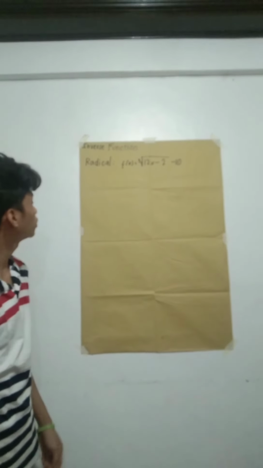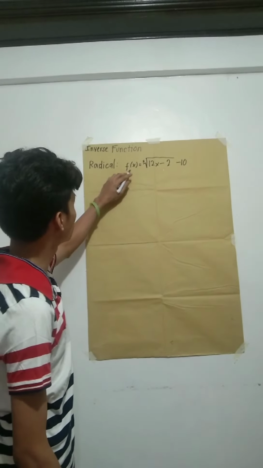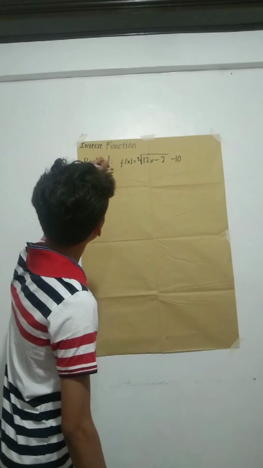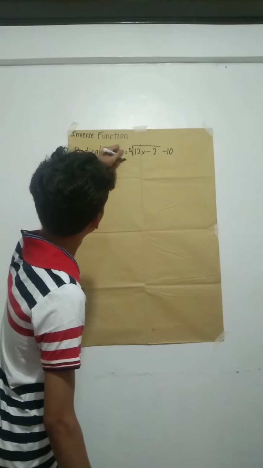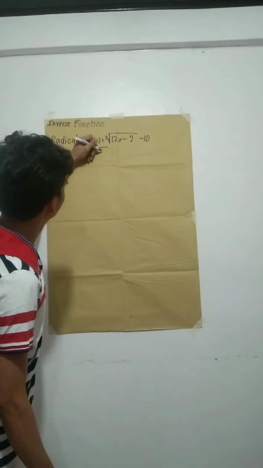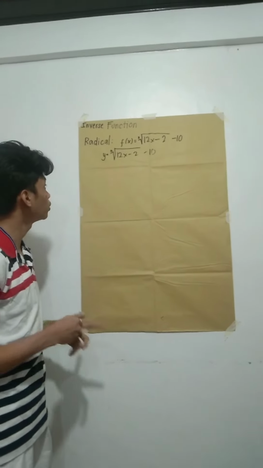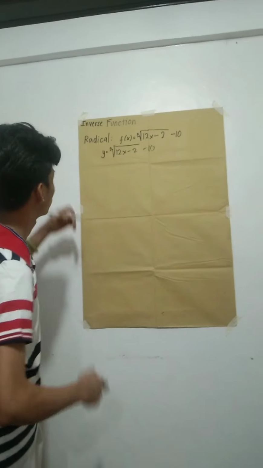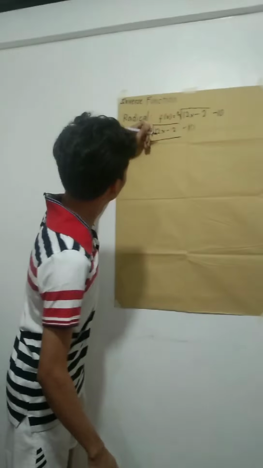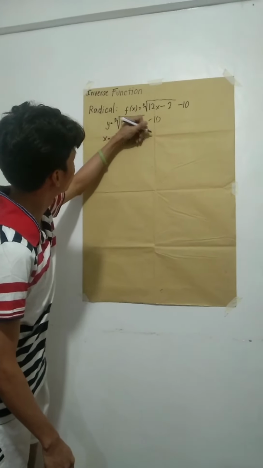Now, we're going to inverse a radical function. First, we're going to change f of x into y. So that would be y is equal to cube root of 12x minus 2, minus 10. Next step is we're going to interchange y and x. So that would be x is equal to cube root of 12y minus 2, minus 10.